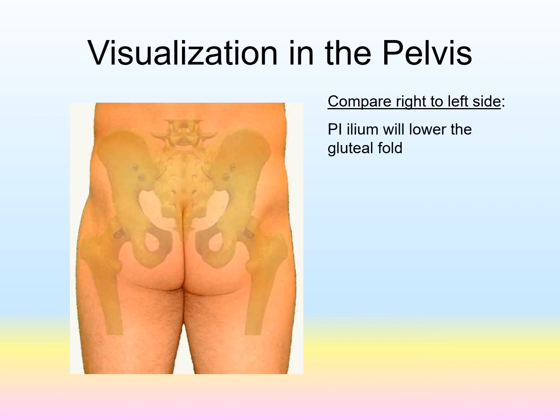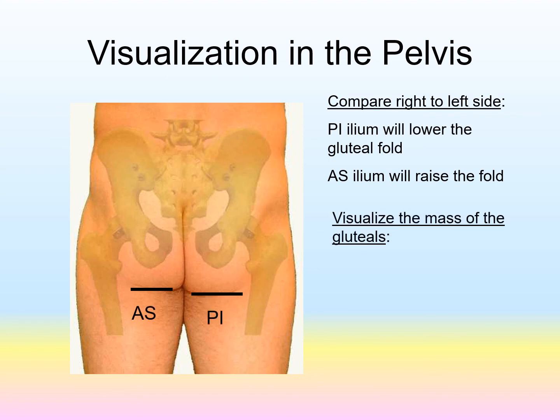We're going to compare the left to the right side. You know how to do this. We're going to compare the gluteal fold. The AS ilium is the higher glute fold. Okay. The lower glute fold would indicate possibly a PI fixation.